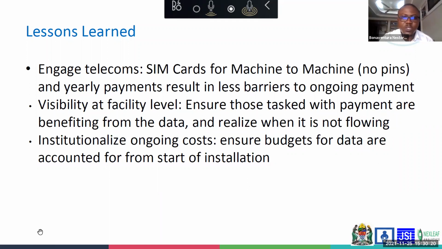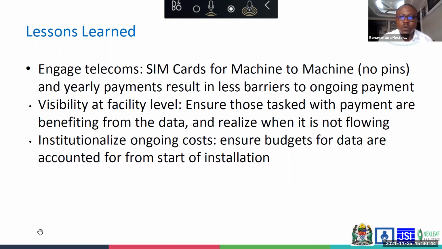So these are the lessons which we learned as a country. One of them is that we managed to engage the telecom companies. The existing SIM cards were a challenge previously, but we now have machine-to-machine SIM cards which can be used in these devices. So now I think there will be no barrier.